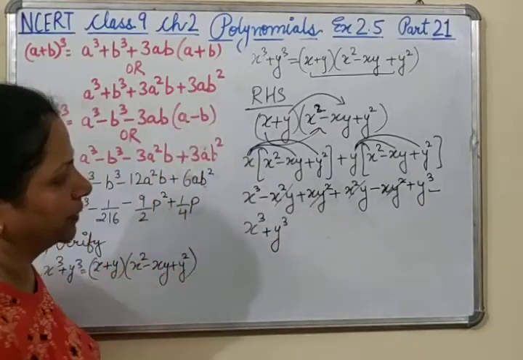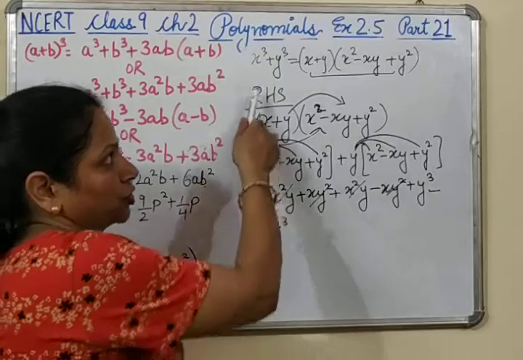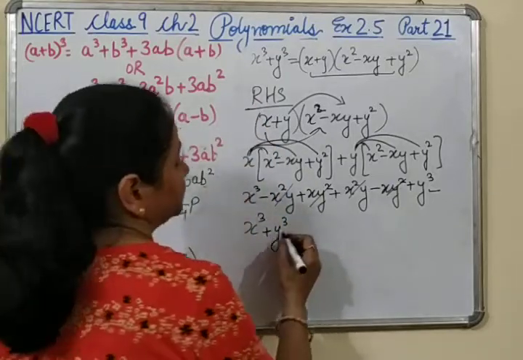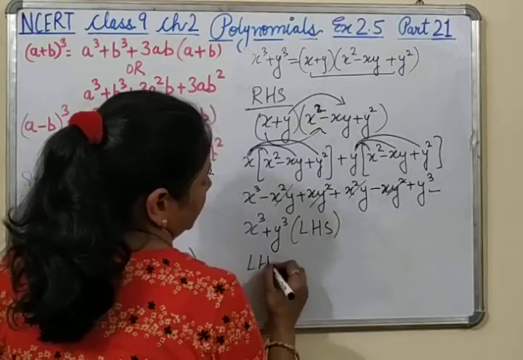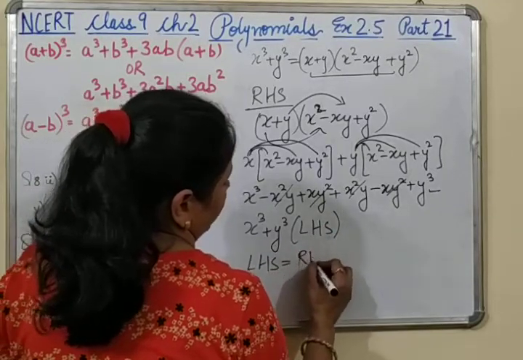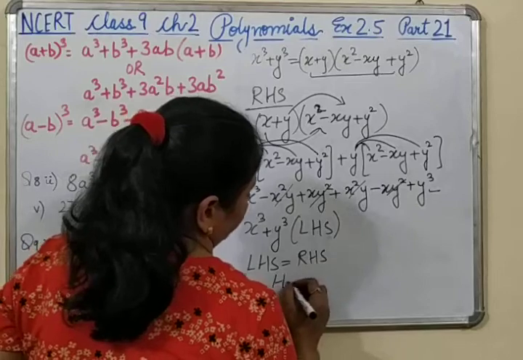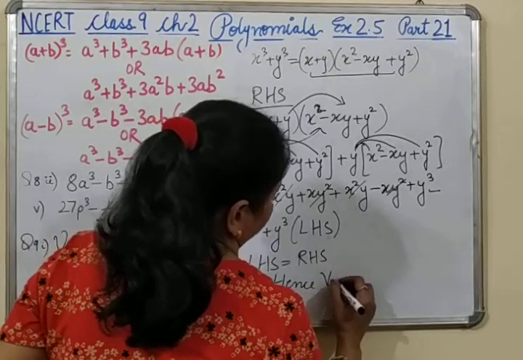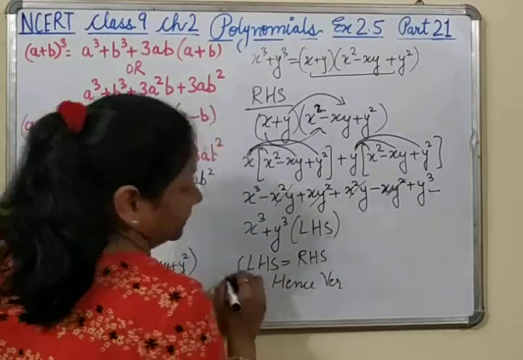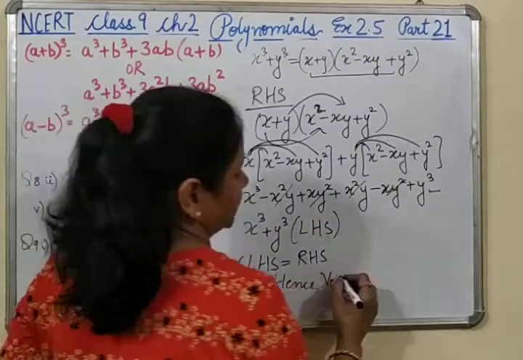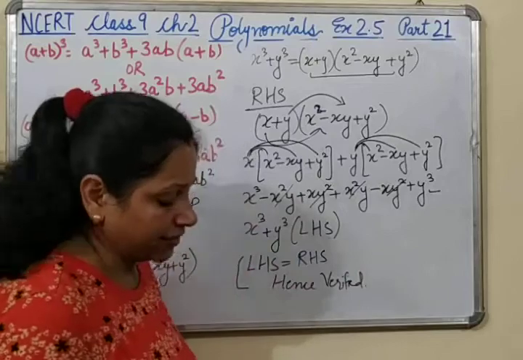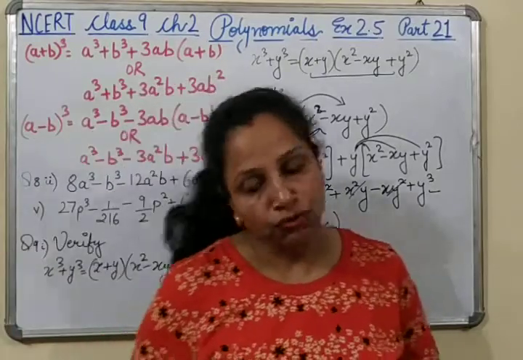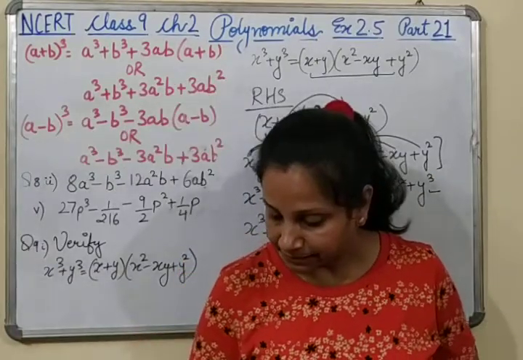And when we look at the question, this is the same expression as the left hand side. So we say LHS is equals to RHS and then you have to write hence verified. You have to write it. Left hand side is equals to right hand side and hence verified. Fine. Same way you can do part number 2 of question number 9.